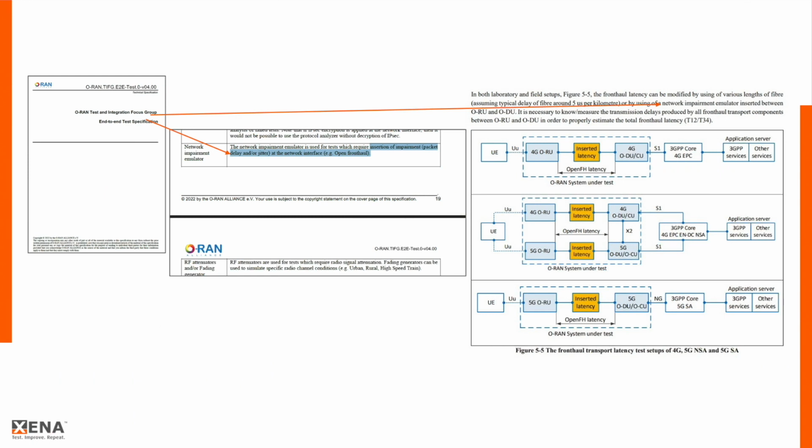ORAN lets operators use hardware and software from different vendors. The challenge is ensuring interoperability and performance. That's why ORAN specifically mentions using a network impairment emulator for testing CU, DU, and RU. Xena's network impairment emulator is called Chimera.